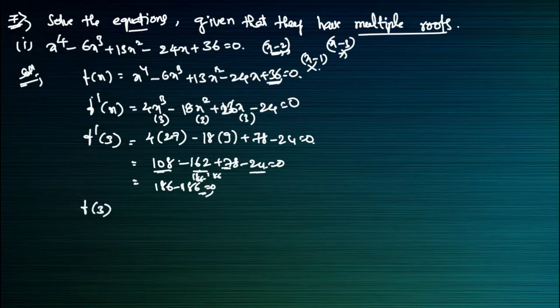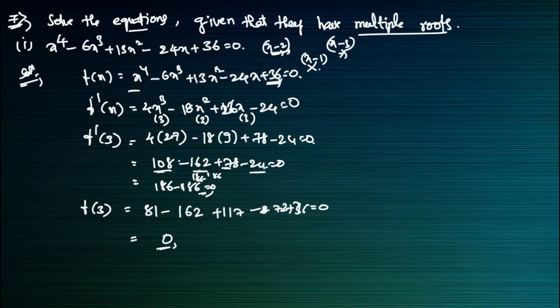Now we'll substitute in f of x, now 3 in this one. So it will become 3 power of 4, 81, minus 3 nines are 27, 27 into 6 is equal to minus 162, and here plus 117 will come, and minus 72 will come here, plus 36 will come here is equal to 0. 24 into 3 is 72. So f of 3 will also become 0 here.